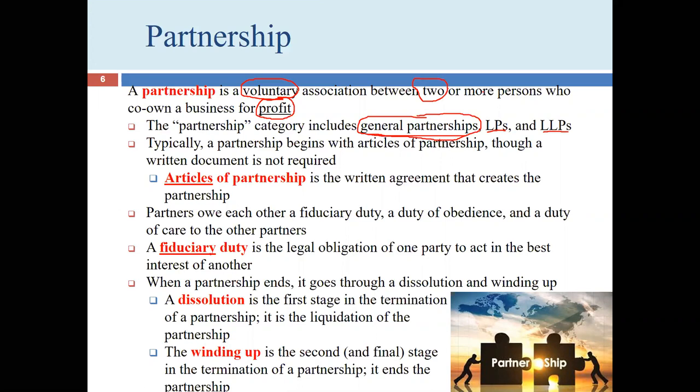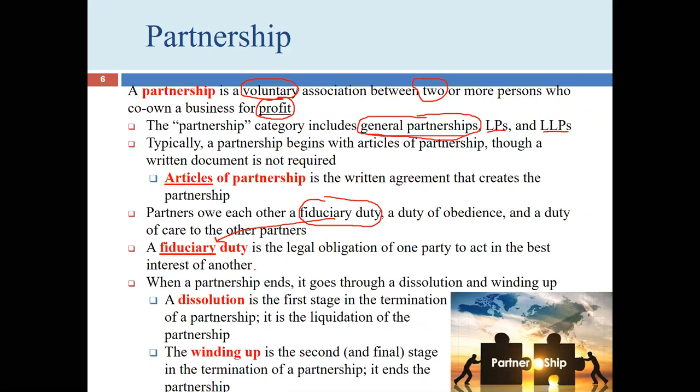And that document is often called Articles of Partnership. And it's what's most likely going to create the partnership, although, as I say, it doesn't have to have a writing. So what are some characteristics of partnerships? Well, one of the most important is the idea of a fiduciary duty that both partners or all the partners have toward each other. What is a fiduciary duty? Well, here's a definition. It's a legal obligation of one party to act in the best interest of another party.